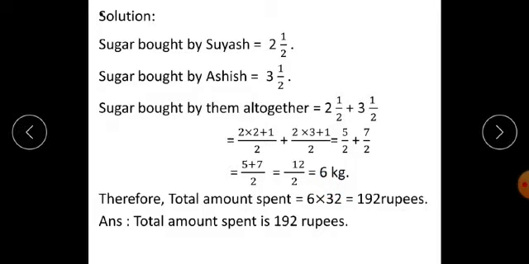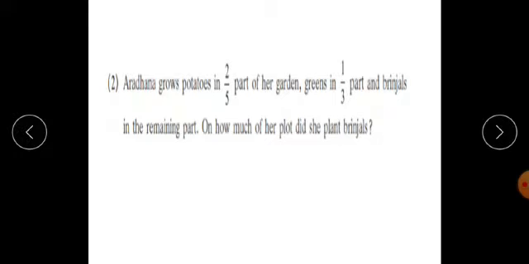Now the cost of 1 kg of sugar is 32 rupees. Therefore total amount spent is equal to 6 into 32 is equal to 6 2s are 12, 2 1 carry, 6 3s are 18 plus 1 19. Therefore 192 rupees. Answer: total amount spent is 192 rupees.